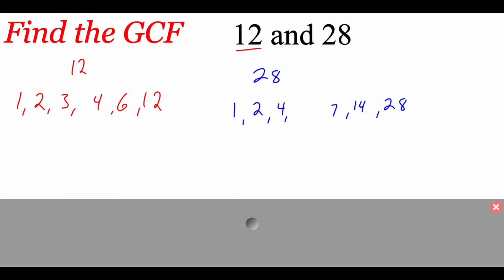Now we're going to look for the biggest number that shows up on both lists. And as we're looking at our lists, I notice that 4 is the biggest number that shows up on both lists. So the greatest common factor of 12 and 28 is 4.